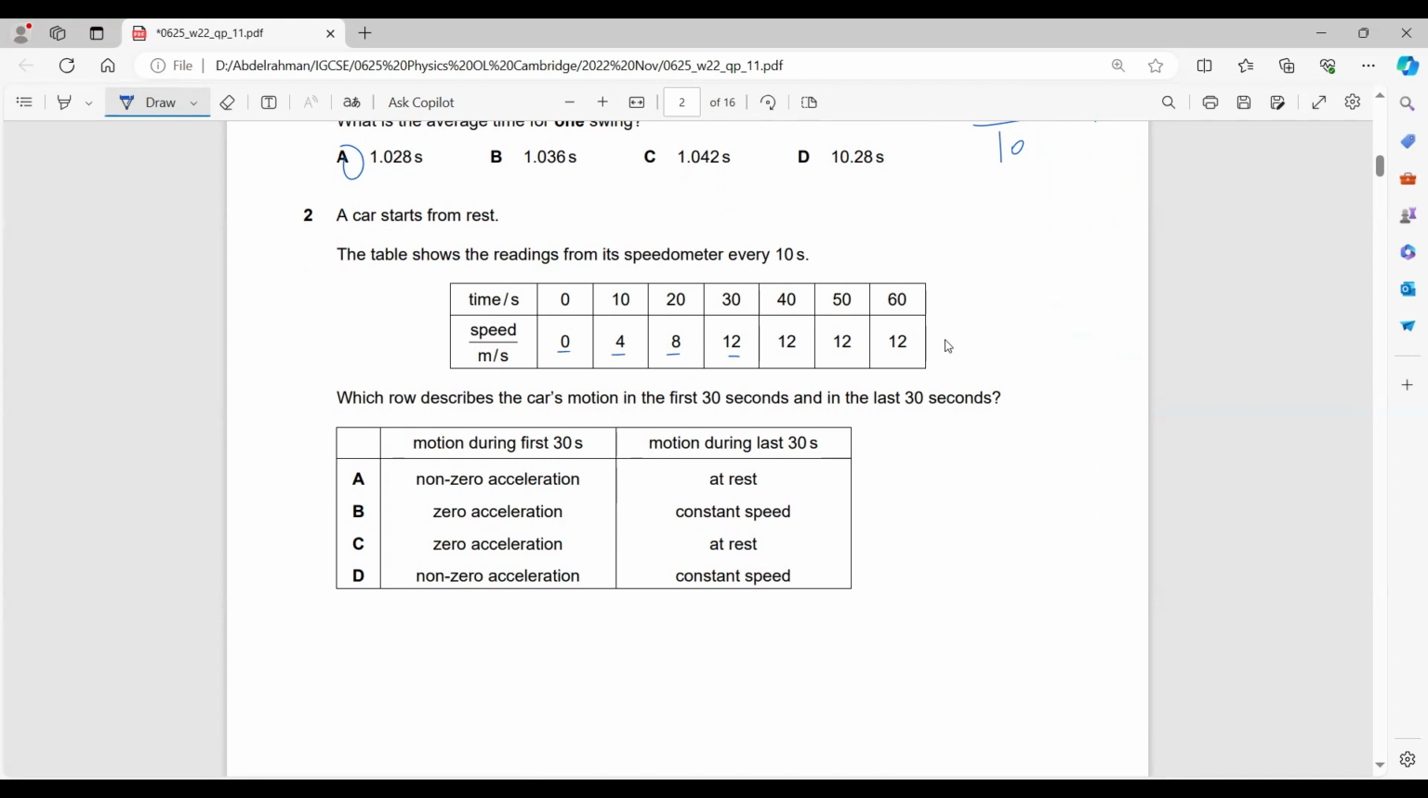Is it zero acceleration or is it non-zero acceleration? That's the question. It is accelerating, so this has to be non-zero acceleration. So it's either A or D. For the last 30 seconds, 12, 12, 12. This means that it is moving at a constant speed. It's definitely moving at a constant speed.